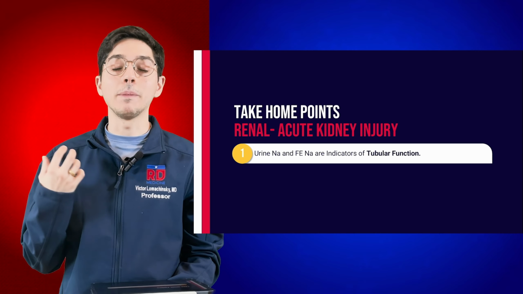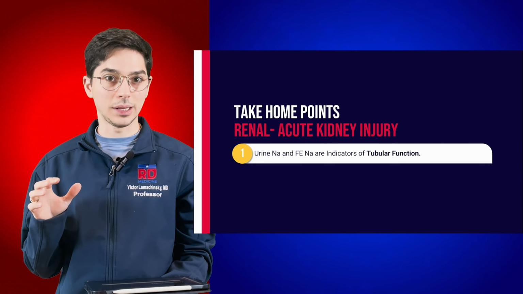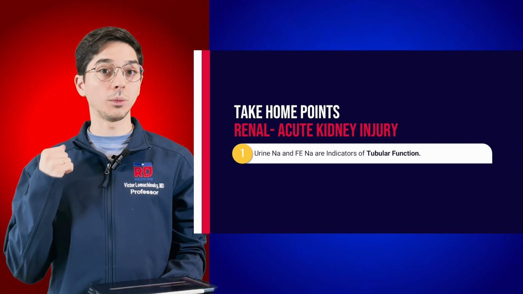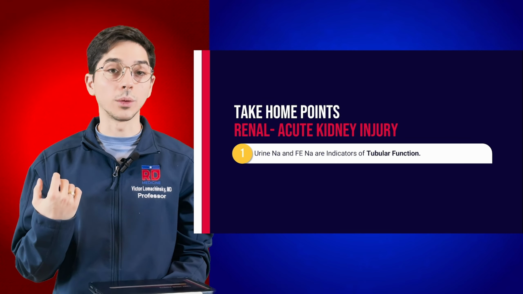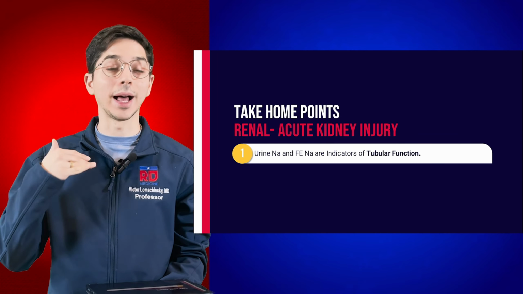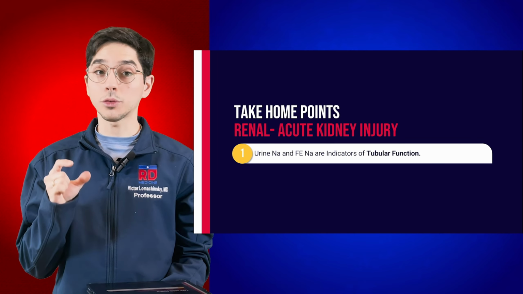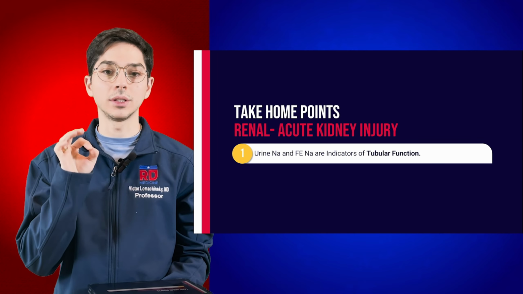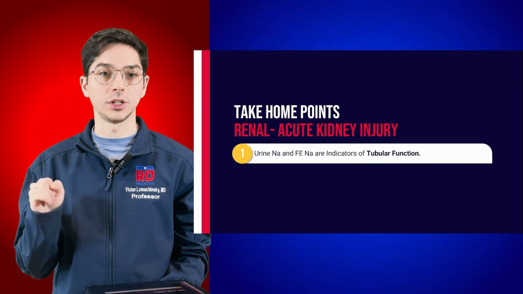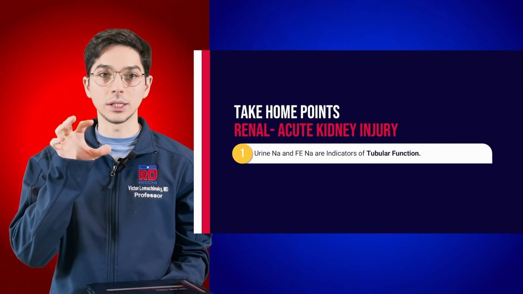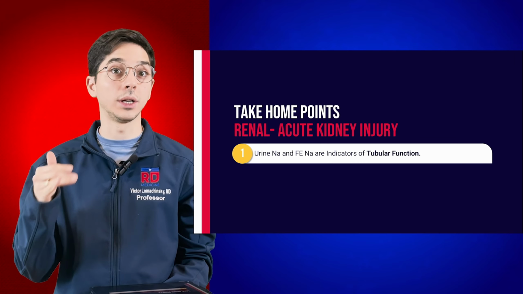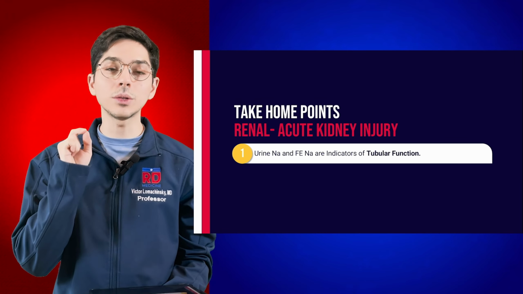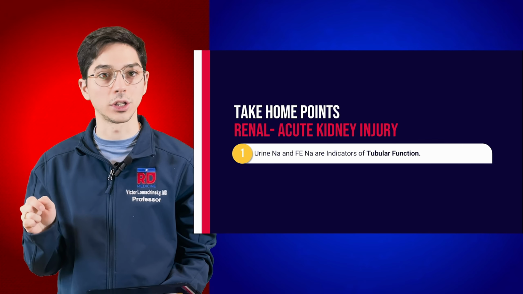Remember, one of the main things about our kidneys is that we need to be able to retain sodium when we want to, and we need to be able to excrete sodium so we can regulate our water balance in our body. Therefore, sodium itself is a marker of tubular function. And when we look at the urine and see the urinary concentration of sodium, or the fraction of sodium that we're excreting, we have an indirect marker of tubular function.